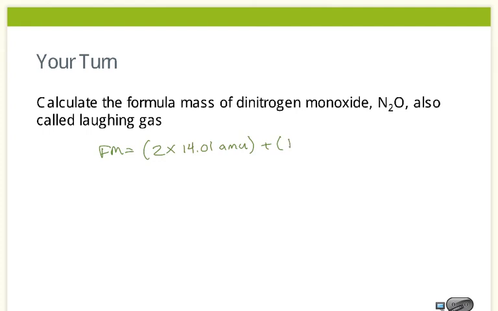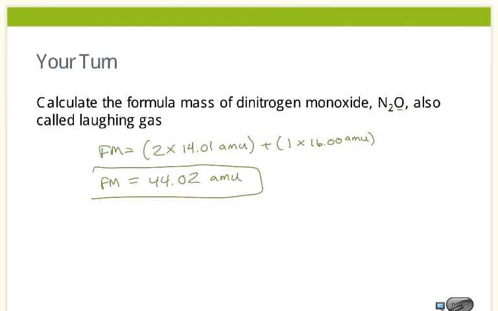Times, we have 1 oxygen atom here, times our atomic mass of our oxygen, which is 16.00 AMU. When we plug this in, we end up with 44.02 AMU. So dinitrogen monoxide has a formula mass of 44.02.